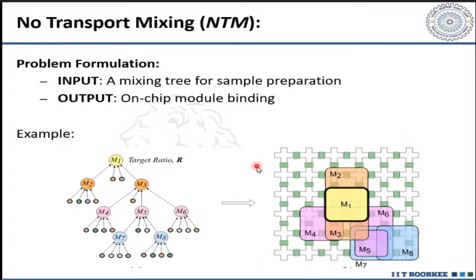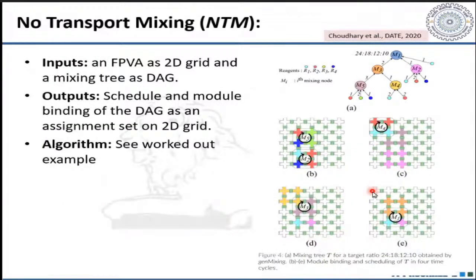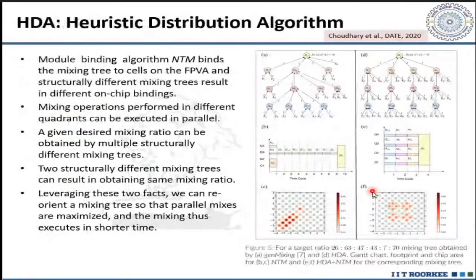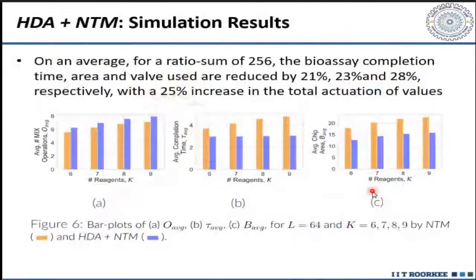So if these are the different constraints, then how can a particular assay or protocol or mixing graph be mapped into this chip? That was the main design automation problem here. How to do module binding in such a way that the mixing can be performed without any transportation after mixing, only by fluid flow. So we developed some algorithm and published in a conference called DATE, and some of the results have been shown here.